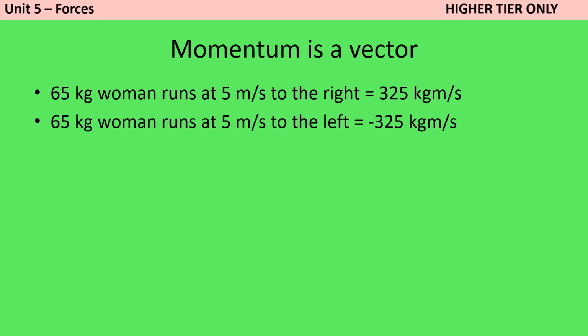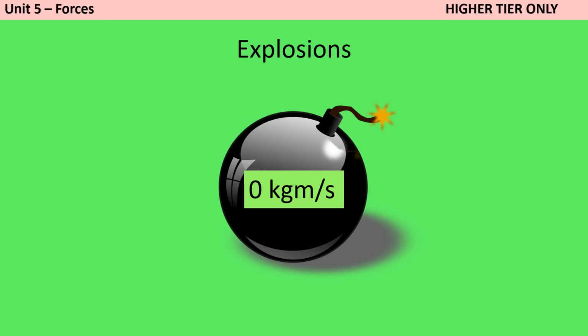Don't forget that momentum is a vector, so it can have a negative value to show you that we're moving in the opposite direction. And this is important in order for us to be able to explain explosions. So when we say explosion, we're not necessarily talking about a bomb. We could just be talking about two objects moving away from each other. But if you visualize that bomb for a second, before it explodes, it has a momentum of 0 because it's not moving. But at the end of the situation, obviously things are moving.